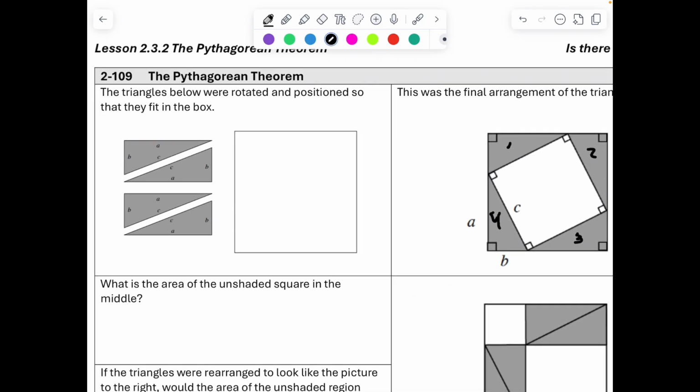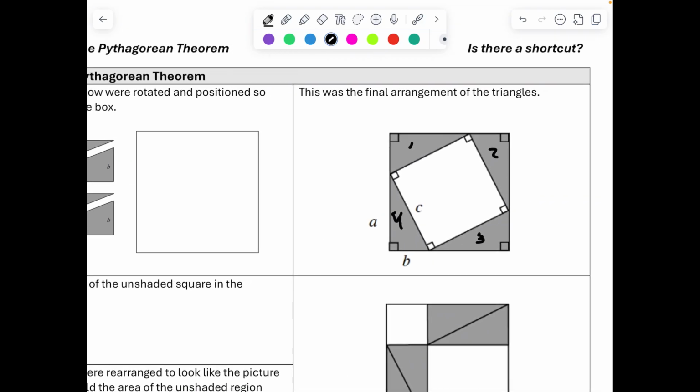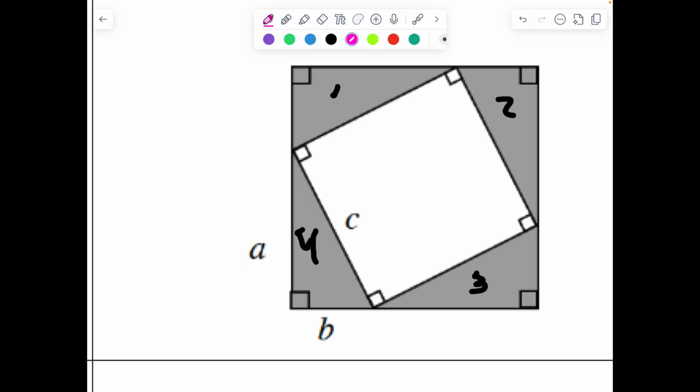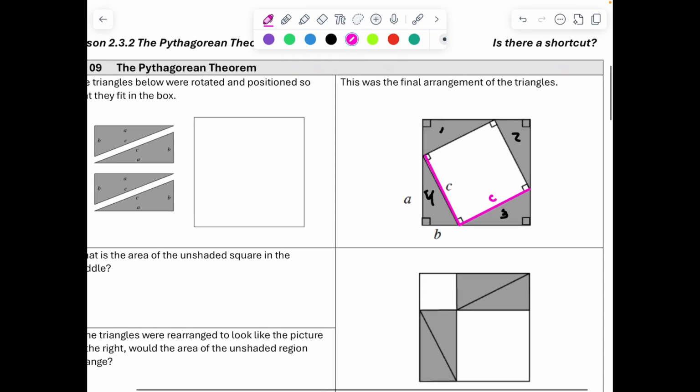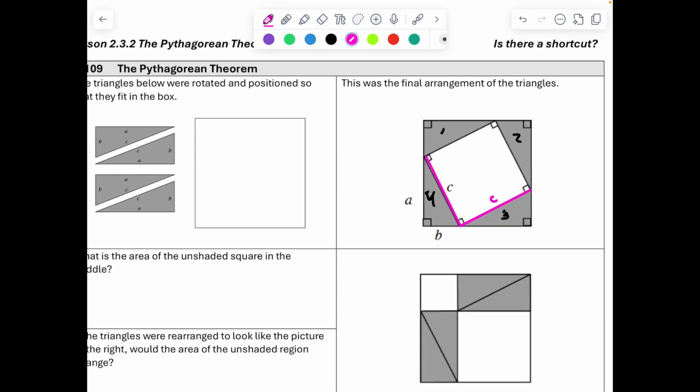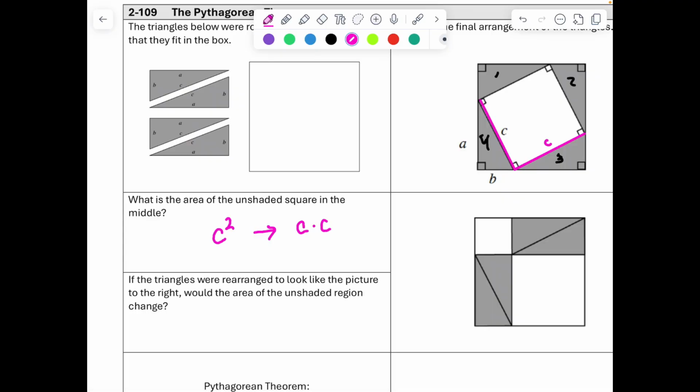Okay. The area of the unshaded square in the middle. All right, well, we have C, that is the edge of this triangle, and that is the same all around. And this is a square, and we know that the area is base times height, or length times width, or side times side for a square. So the area of this square is C squared, right? Since that's C times C.